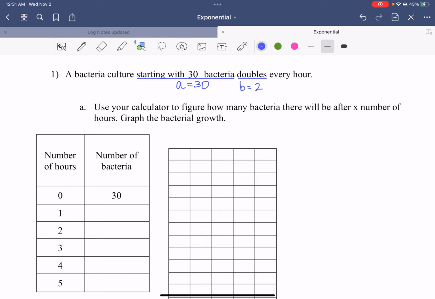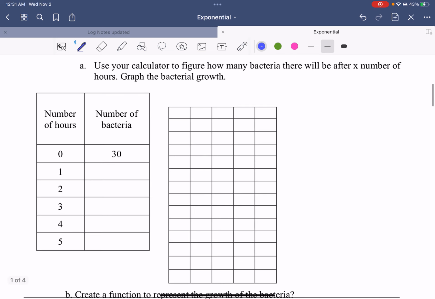And then every hour would be x, but it doesn't tell us for how many hours. So that can go on forever. So we just don't know. But we have a table here, and we're going to calculate how many bacteria there are after 5 hours. So the number of hours will be represented by the variable x. The number of bacteria will be y.